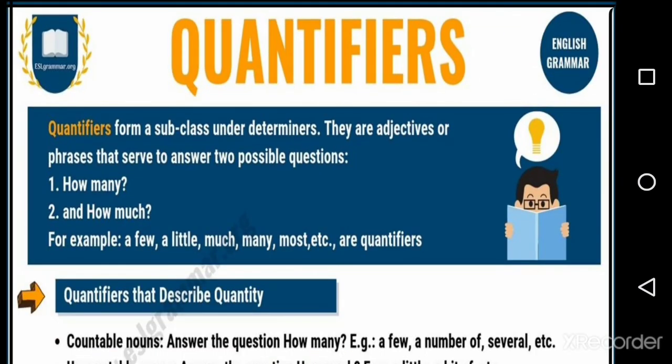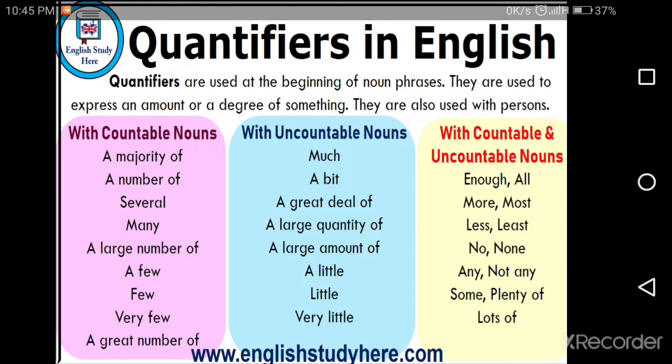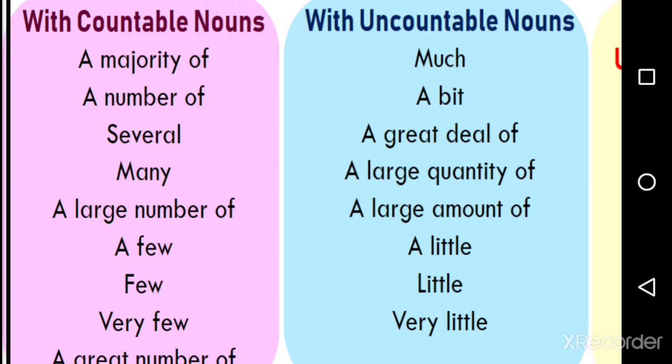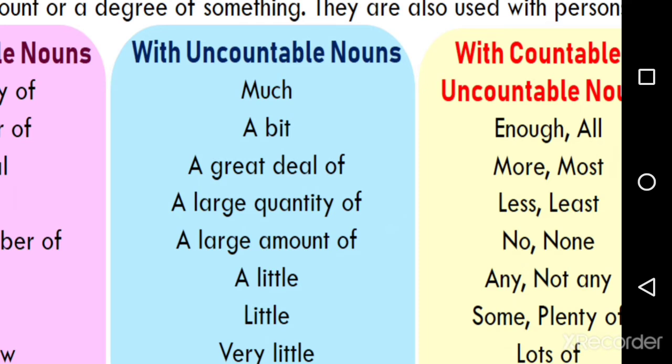Now, let us study in detail about the various quantifiers. Quantifiers are the words that express an amount or degree of something. With countable nouns, we use quantifiers like a majority of, a number of, several, many, a large number, a few, few, very few, a great number. With uncountable nouns, we use much, a bit, a great deal of, a large quantity of, a large number of, a little, little, and very little.